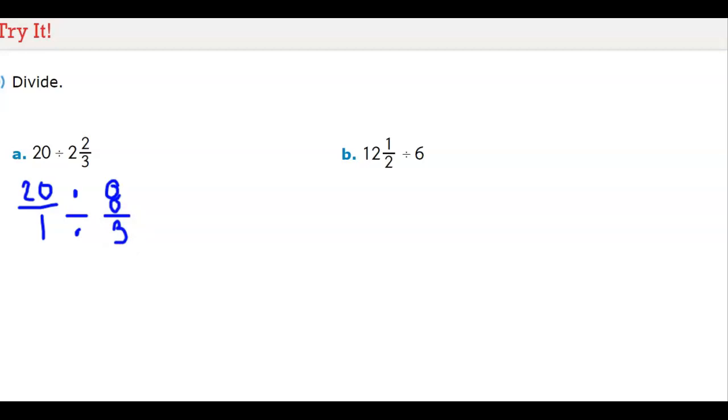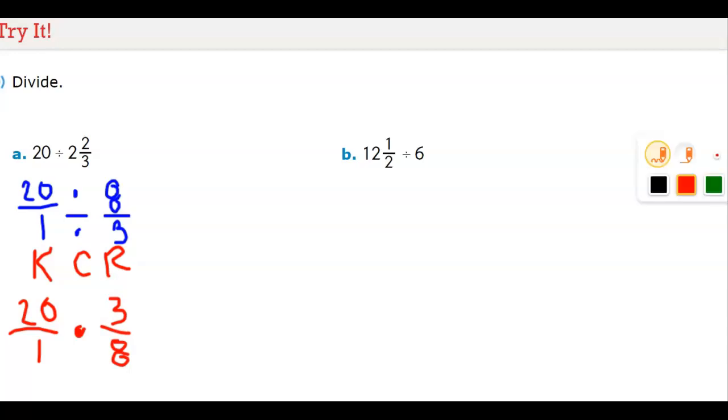We're going to do keep, change, reciprocal. I'm just going to change my color. We keep 20 over 1, change division to multiplication, and then the reciprocal of 8/3 is 3/8. And then we can multiply straight across. But as I mentioned before, I like to simplify before multiplying straight across so that I don't have a really big number. So we're going to look across diagonally at 20 and 8.